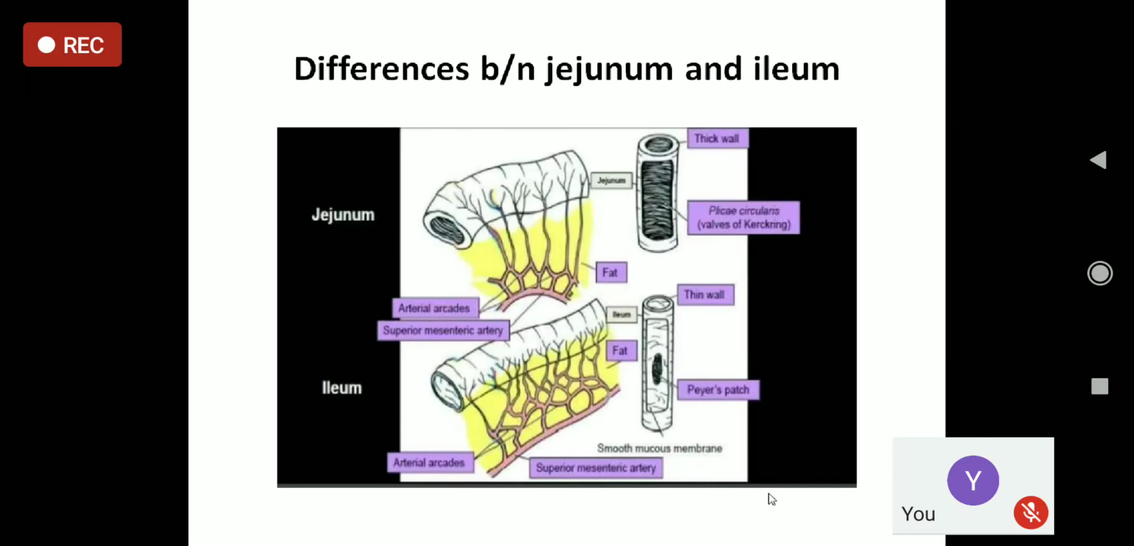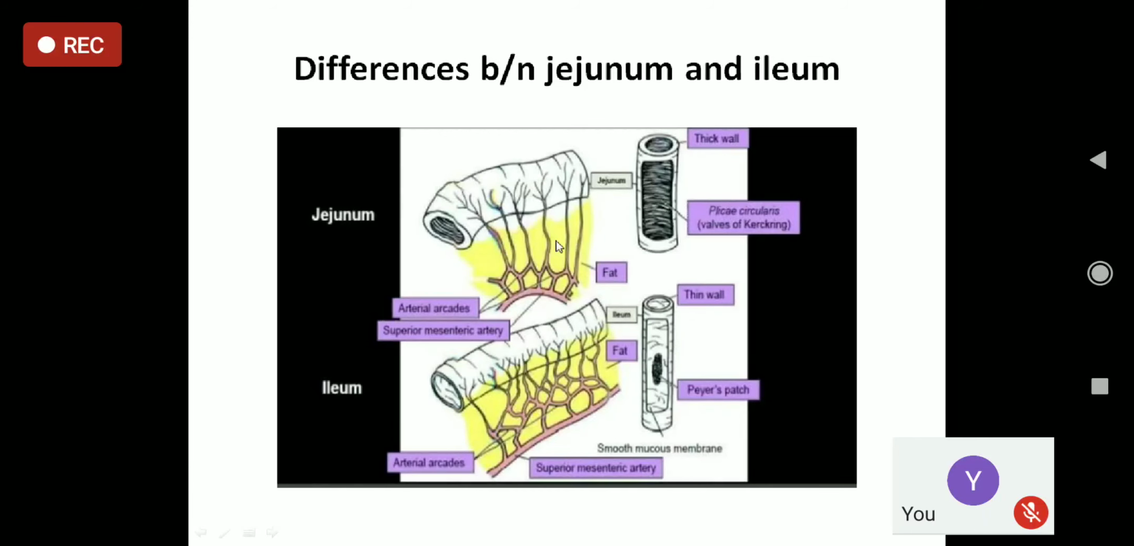In this figure also you can see, this is the jejunum here. It is white. This is the ileum here. See the wall. The wall is thicker here, so you find a thin wall in the ileum. And see the arterial arches. You find only one row of arterial arches here, whereas in the ileum you find three or more rows of arterial arches. See the vasa recta. The vasa recta is 4 centimeter long. See the ileal vasa recta, it is short and measures only 1.25 centimeter.